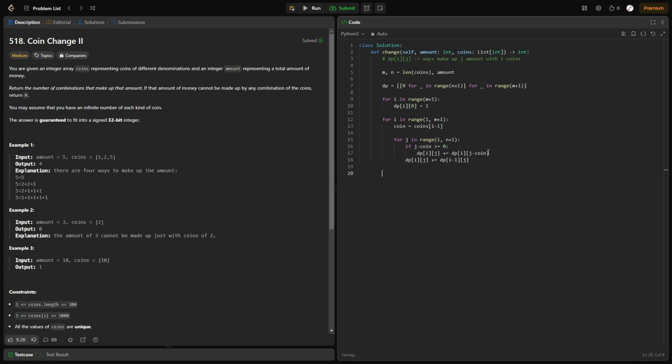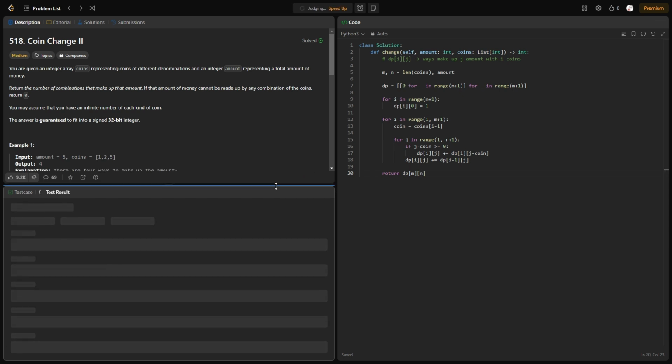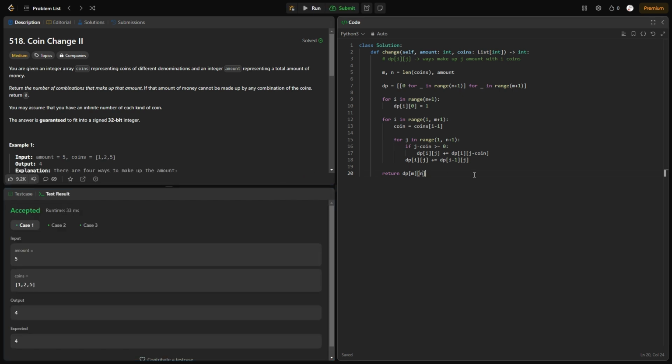So this for loop is going to loop through all the amounts and then all the coins, one row at a time, introducing one coin at a time until we can look at the total number of ways to introduce coins to make up all the amounts. So now in the end, we can return the cell on the bottom right corner, which is going to be dp[m][n], not minus 1. So let's try running this. Cool, that worked. So let's submit it.